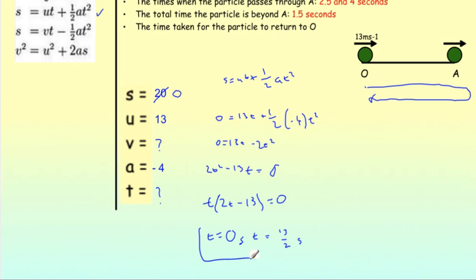So that's going to be our two answers. Now it asked us for the time taken for the particle to return to the point O. So T equals 0 would be the particle began at that point O, when T was 0. So that's when it left, and the time it returned was 13 over 2 seconds. So really, that's the answer there. The second one is the answer to the question you were asked: the time taken for the particle to return to the point O.